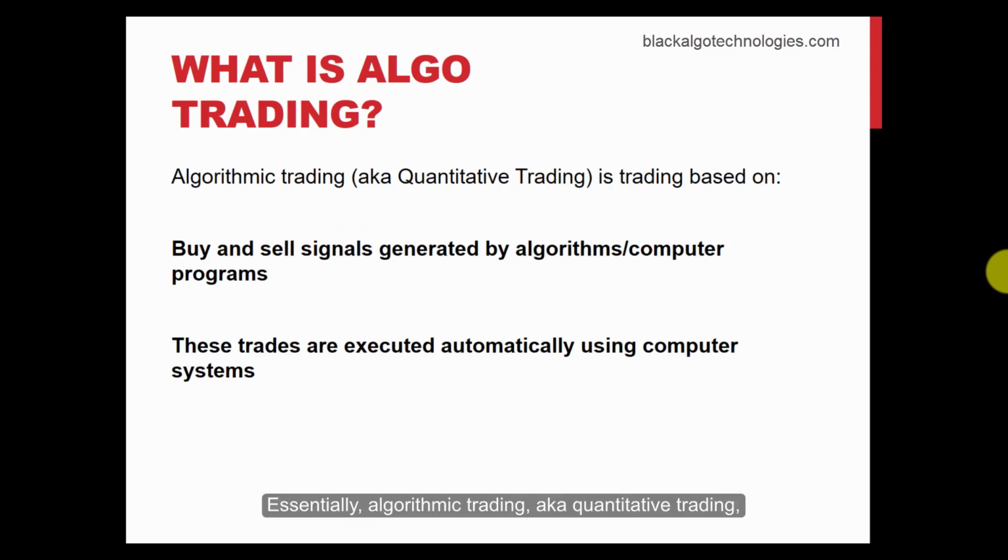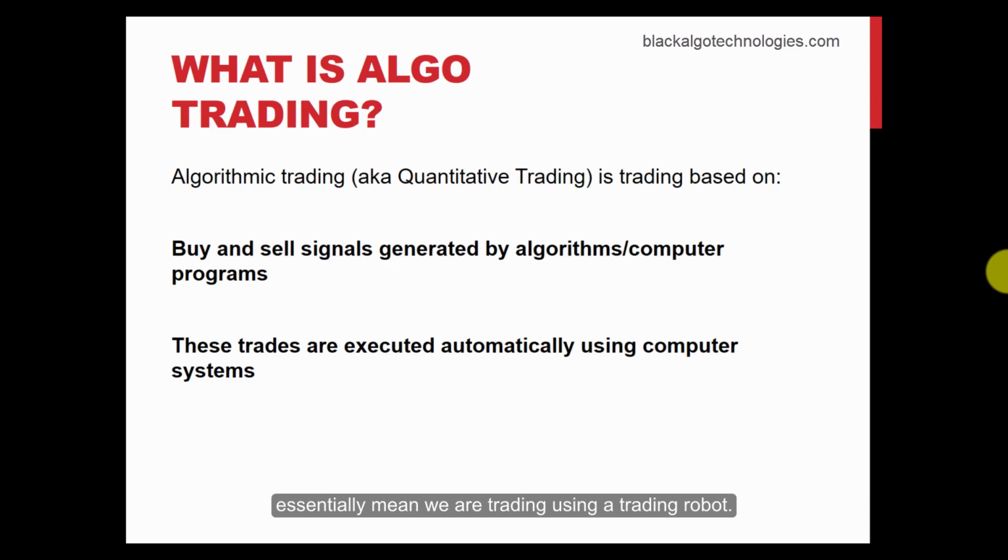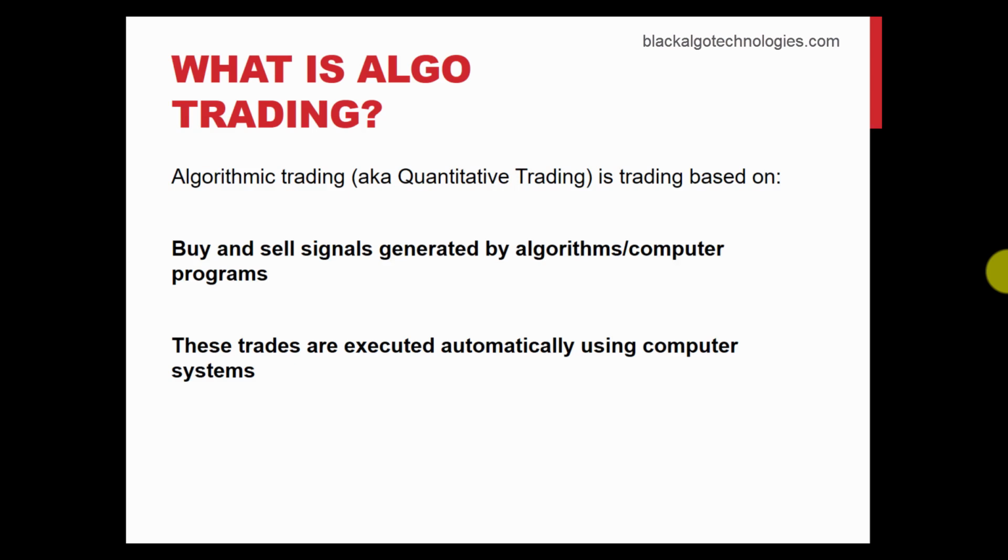Essentially, algorithmic trading, aka quantitative trading, aka algo trading, essentially means we are trading using a trading robot. So these algorithms or computer programs generate buy and sell signals depending on what kind of rules we give them. And subsequently, the computer program will execute these trades for us. Everything from the signal generation to the trade execution is done automatically without any human intervention. So some people call it automated trading as well.